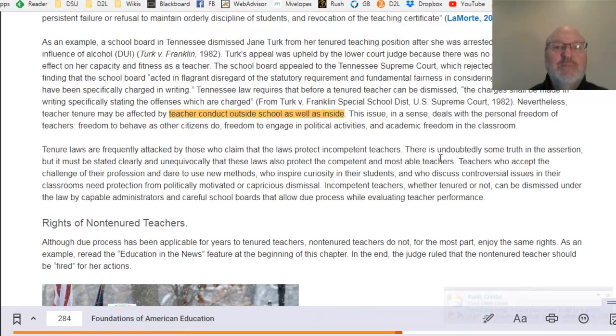But a quicker way to lose your job is to not do your job properly. And we've said several times, we're held to a different standard. Your behavior as a teacher is held to a different standard than a lot of other professions. So don't embarrass yourself by having to deal with this.